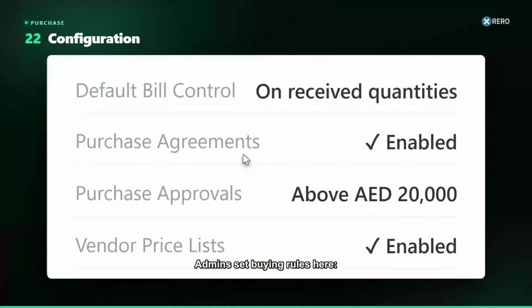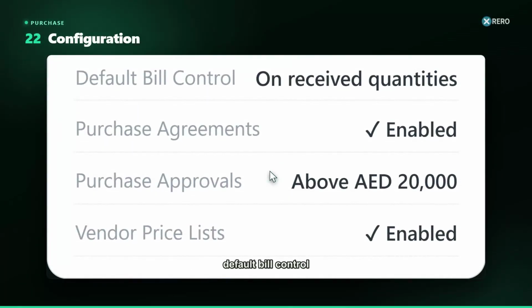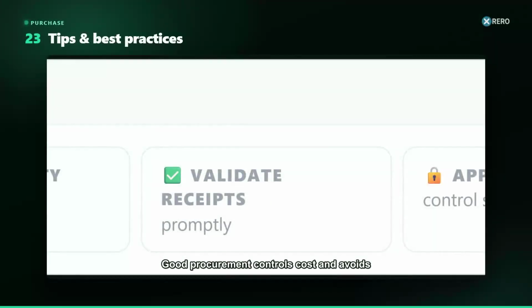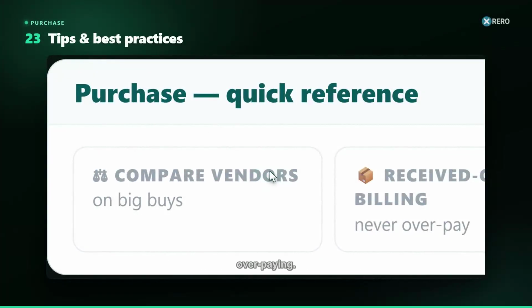Admins set buying rules here. Default bill control, purchase agreements, blanket orders and tenders, approval thresholds, where orders above an amount need a manager's OK, and warnings for vendors. Good procurement controls cost and avoids overpaying.